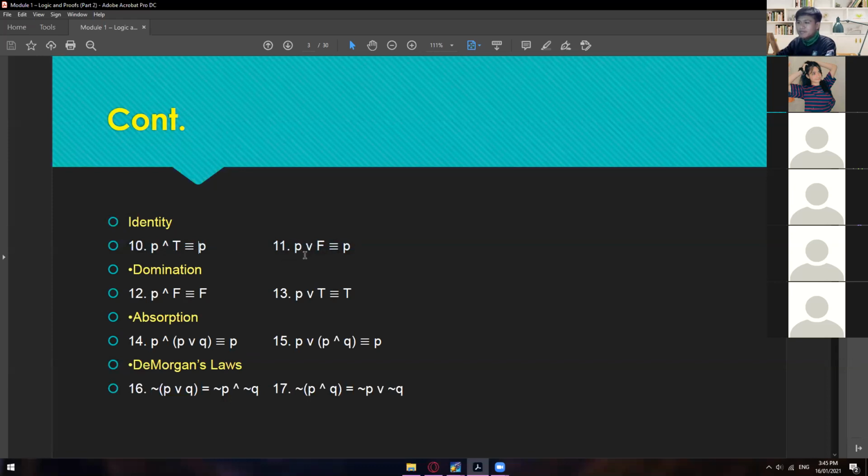So P and T, and then P or F. But if this one is P and F, then that one is already domination. Okay, so no matter what the value of our P is, it's still the same. That one is already false, since we already know that there is one false in the entire statement. So the same with OR, if we have one true value in the entire statement, then that entire statement is already true. Okay, so did you guys get this one so far? Identity and domination.